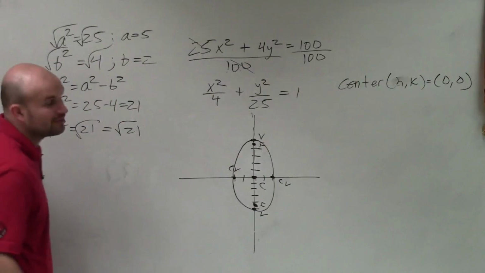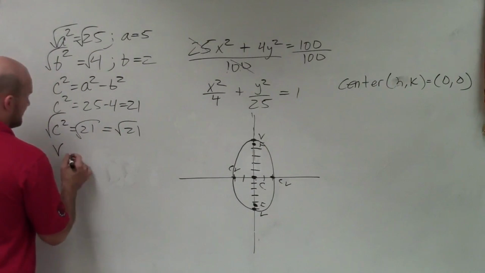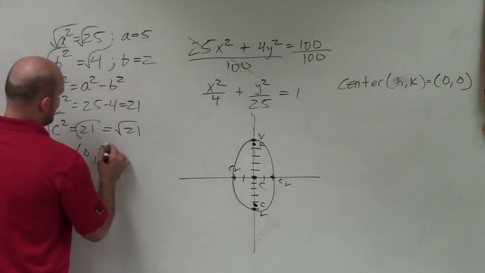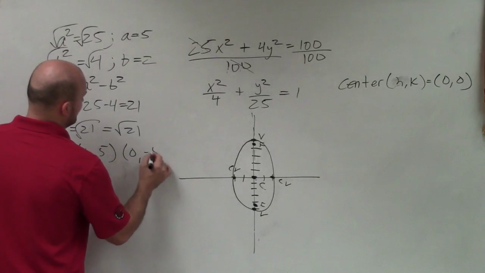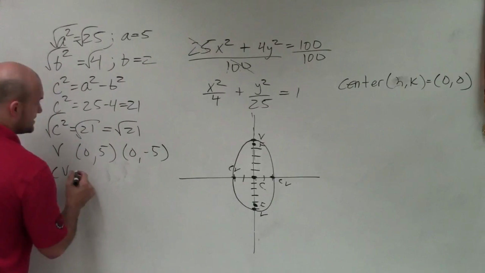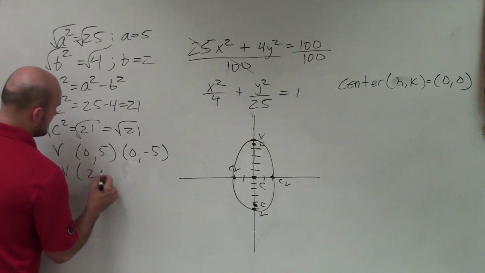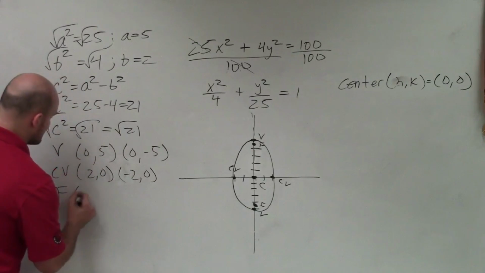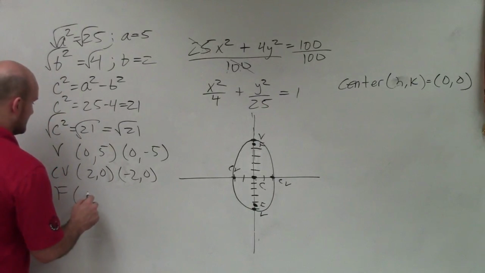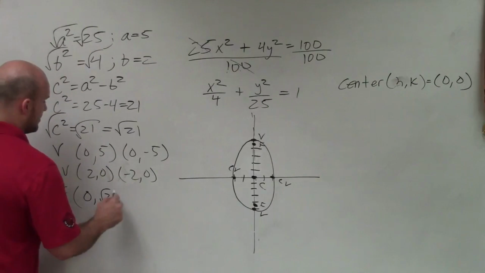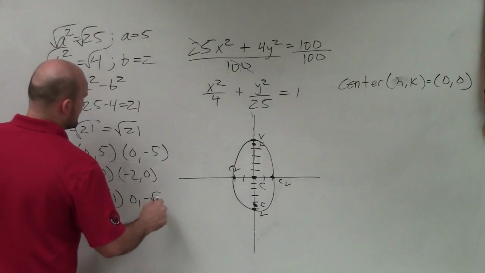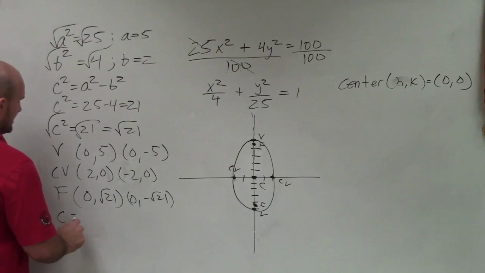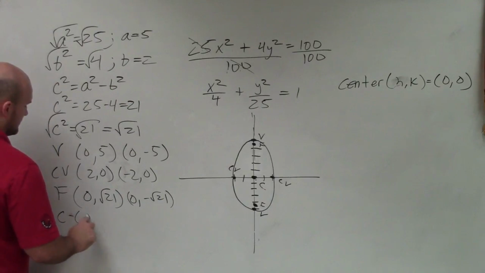Oh, I guess we can go ahead and write down what the vertices are. So my vertices are now going to be at my point 0, 5, and 0, negative 5. My covertices are going to be at 2, 0, and negative 2, 0. And my foci are going to be at 0, square root of 21, and 0, negative square root of 21. And my center is at 0, 0.